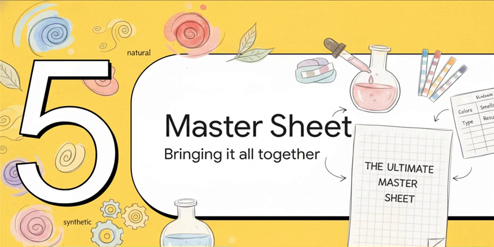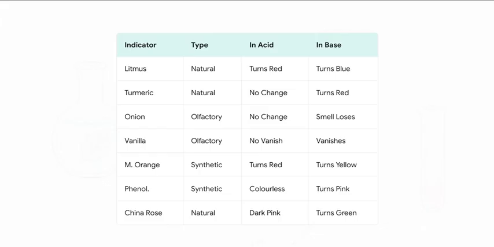Finally, part 5, the ultimate master sheet, bringing it all together. All right, this table brilliantly summarizes everything we've just learned into one neat little decoding ring for unknown chemicals. You can clearly see your natural indicators like litmus turning red in acid and blue in base. You've got your olfactory ones like the onion and vanilla we talked about, losing their smell entirely when a base is introduced. You've got synthetic ones like phenolphthalein, popping pink in a base. Oh, and it even includes a little bonus natural indicator for us. China rose, which starts out red, turns dark pink in acid, and then, get this, turns a surprising green in a base. How cool is that?